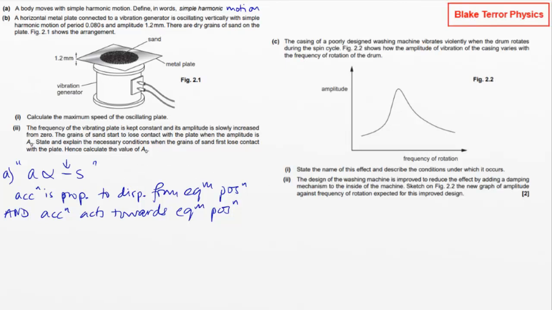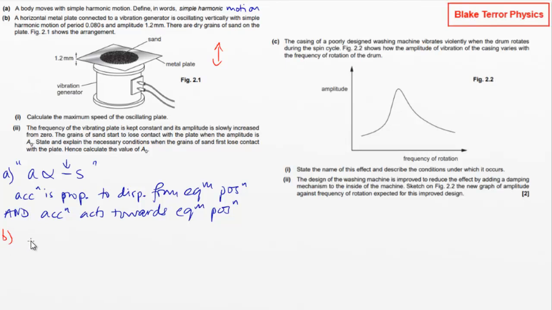Right, now they're getting this onto an actual bit of calculation and a real world scenario. We've got a horizontal metal plate connected to a vibration generator oscillating vertically, right? So it's bouncing up and down with SHM of period 0.08, amplitude 1.2 millimeters. Calculate the maximum speed of the plate.